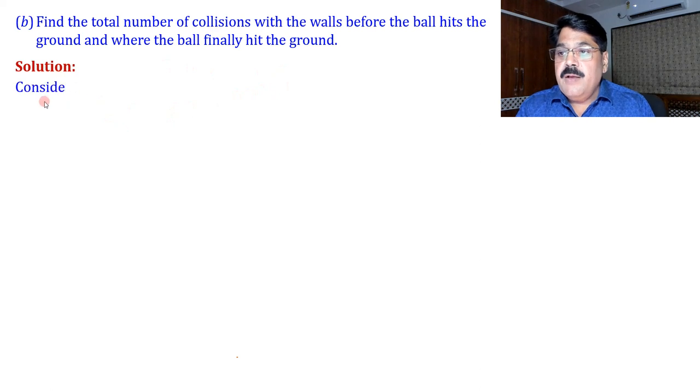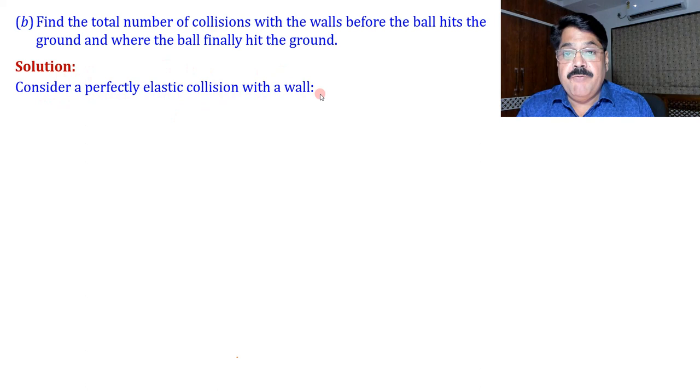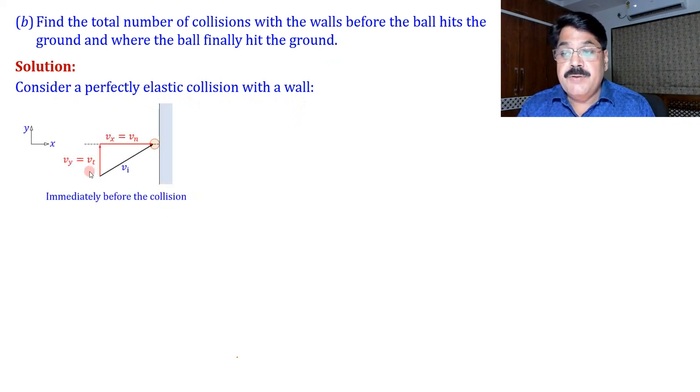Solution. Consider a perfectly elastic collision with a wall. Actually, here the collision was not mentioned, so it is an open problem. For different values of e, the result will be different, but the situation we are solving is for e equal to 1. So we are considering a perfectly elastic collision with a wall. What will happen in a perfectly elastic collision?